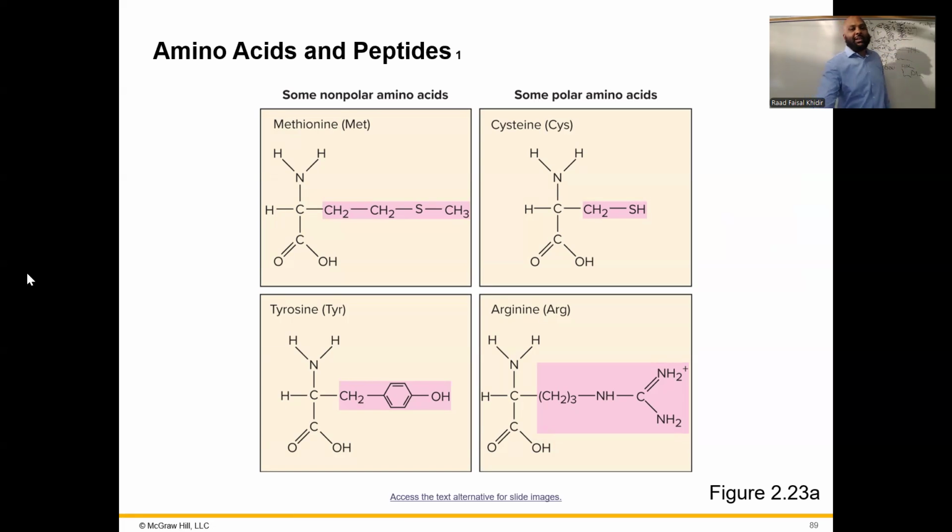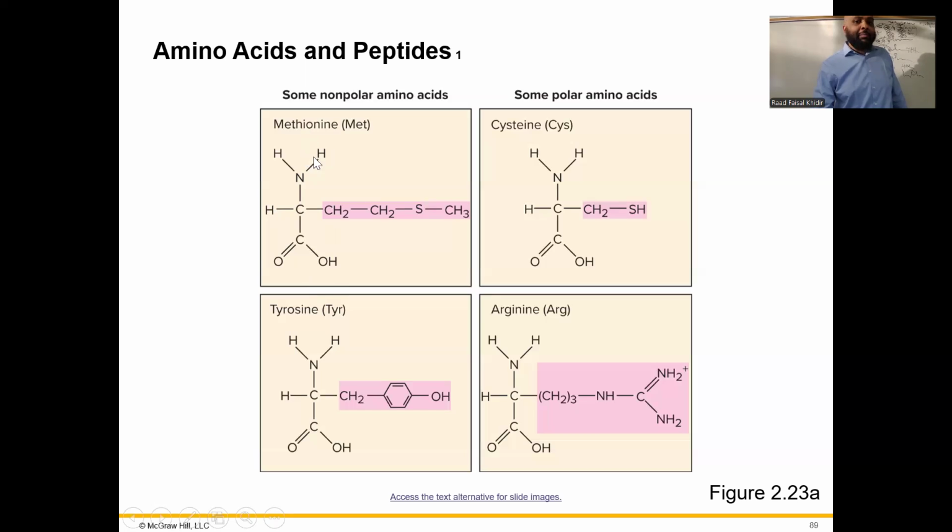Okay, what do we see here? The amino acids and the peptides. So, what kind of amino acid is that? That's the R group. You see the one in purple, that's the R. Everybody else is not the R. This one right here is the amino terminal. This one is the carboxylic terminal. And that's the H. You see all of them have it.